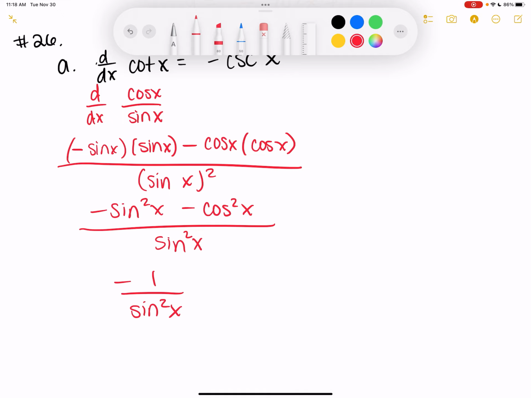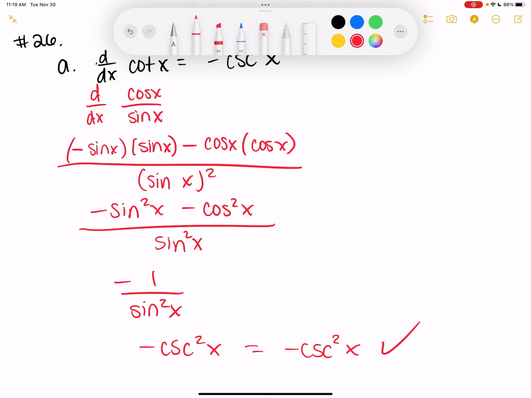Yep. And then do you plug in the negative cosecant? Oh wait, no, I'm sorry. I thought it was add. Oh yeah, no, so we're just going to show that this then is equal to minus cosecant squared of x, which is equal to what it asked us to find.